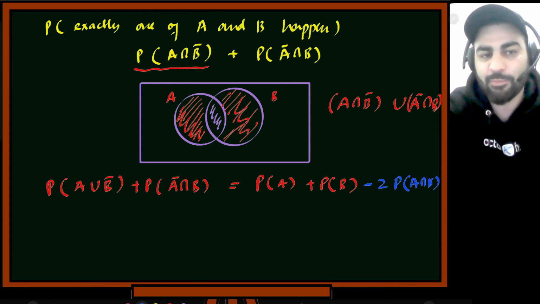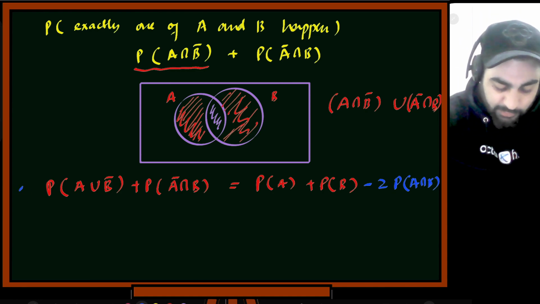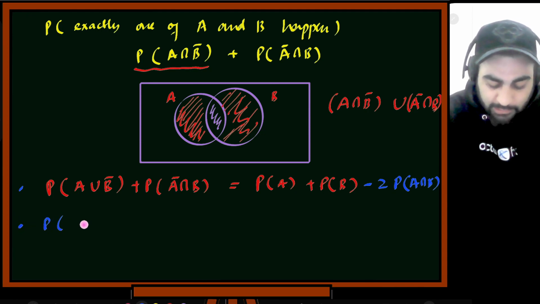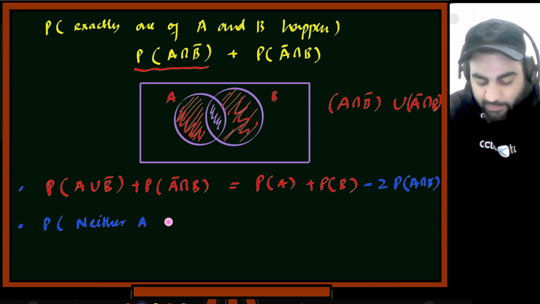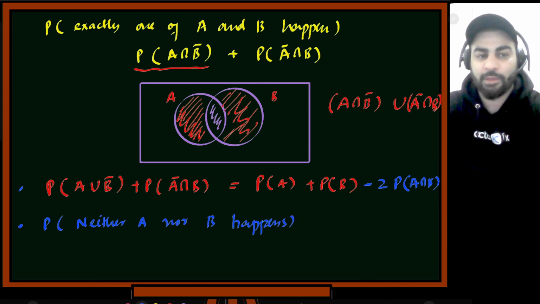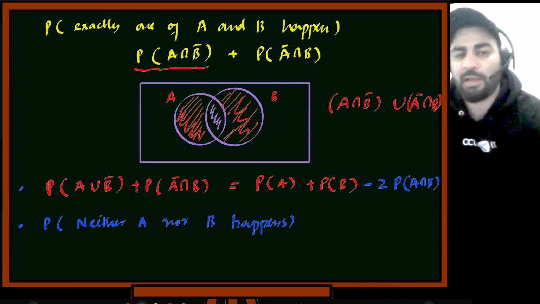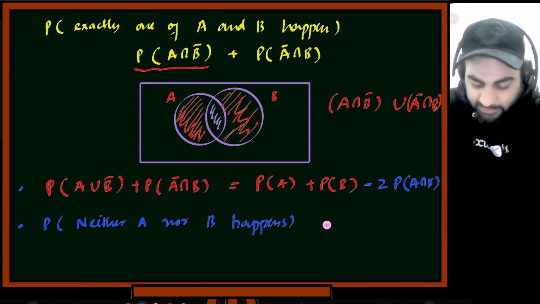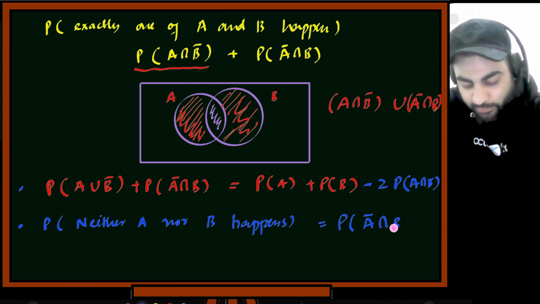Now we'll see some other properties. Neither of them should happen. That's the question that we did in the previous class. So we said probability that neither A happens nor B happens. Let's suppose this means that A should not happen and B should not happen. So this can be written as probability that A does not happen and B does not happen.